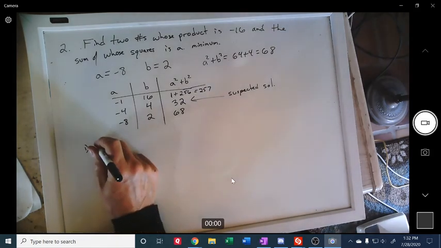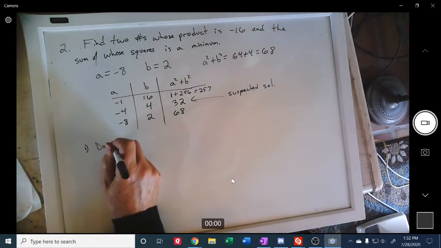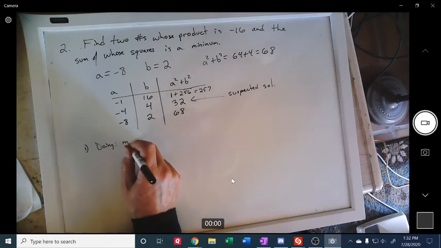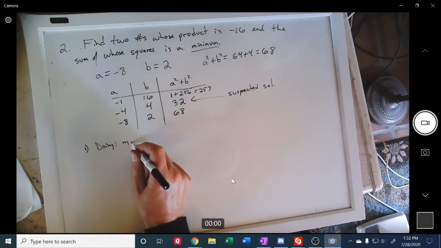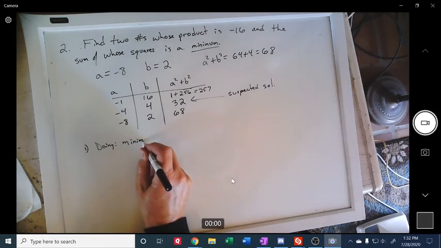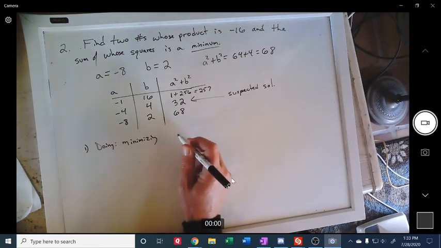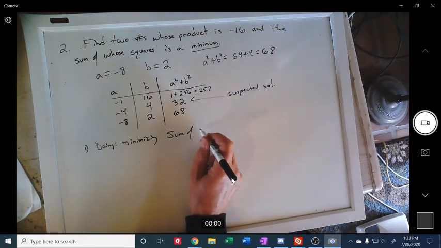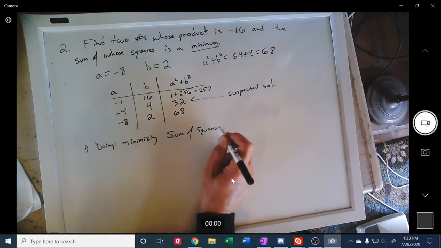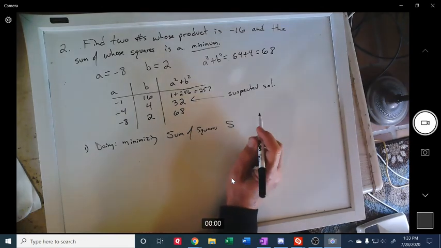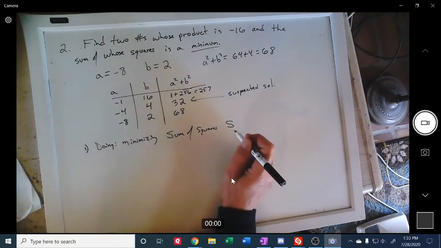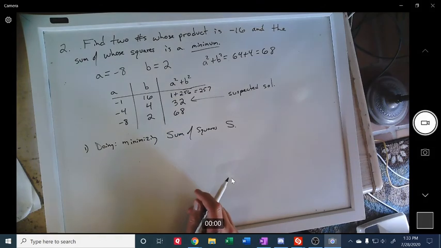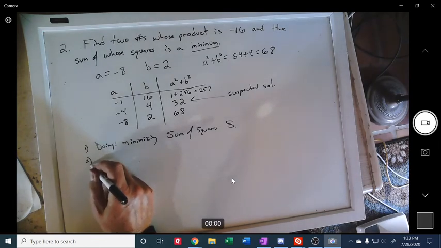Alright, so what am I doing? I'm minimizing, because this is right here. Minimizing the sum of squares, which I'm going to call S. S for sum or S for squares, whatever I want. Okay. Then, what was my given?